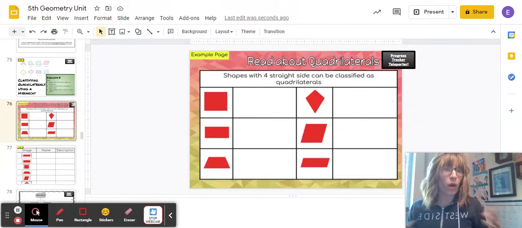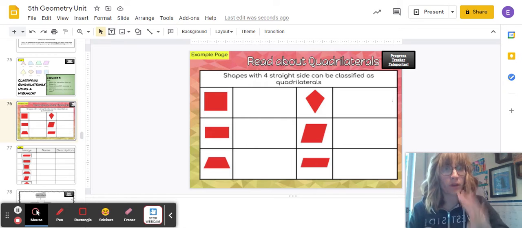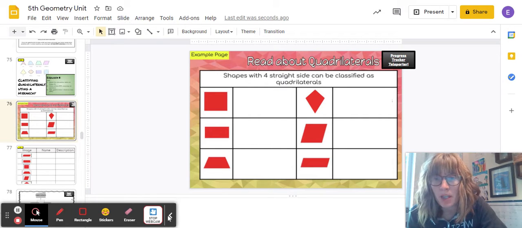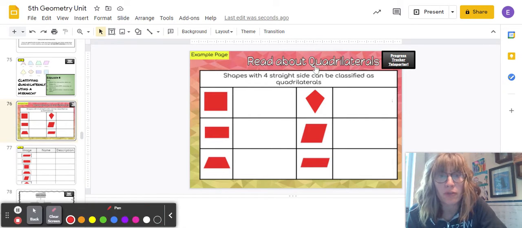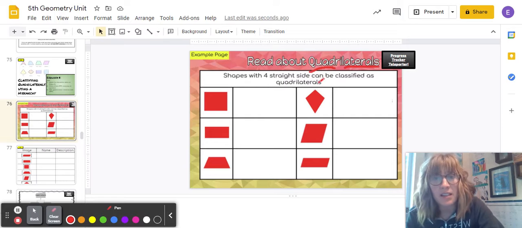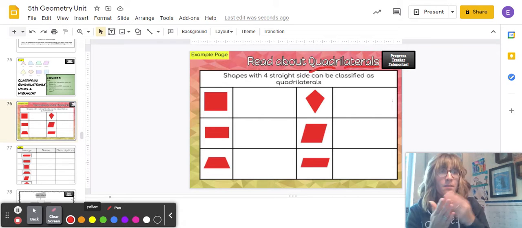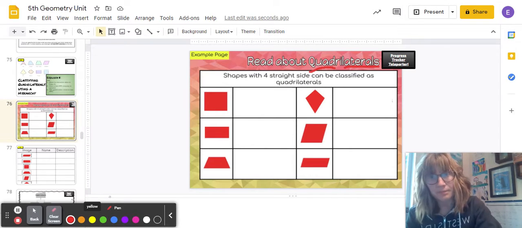So when we're thinking about quadrilaterals, we know that quad means four. So all of these shapes are shapes that have four sides. These are four-sided shapes. And these six quadrilaterals here are the main ones that we're going to hone in on and think about what makes them unique.